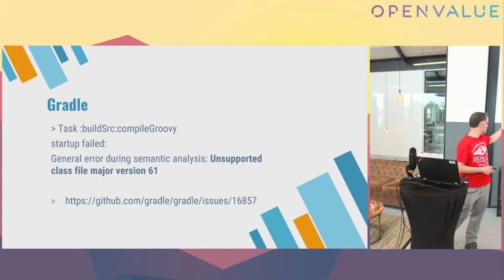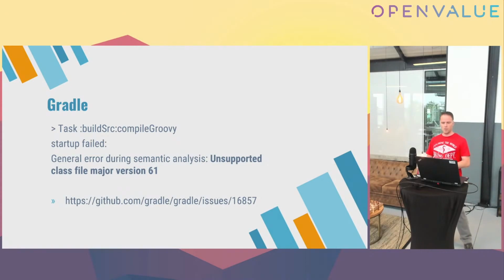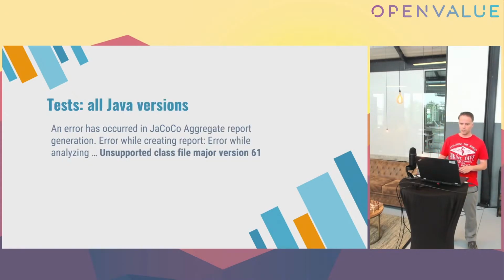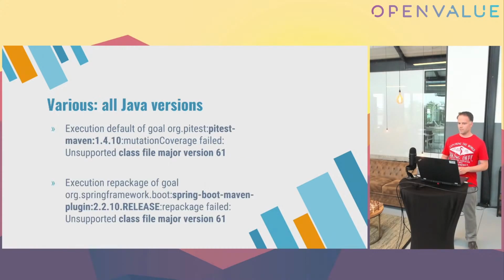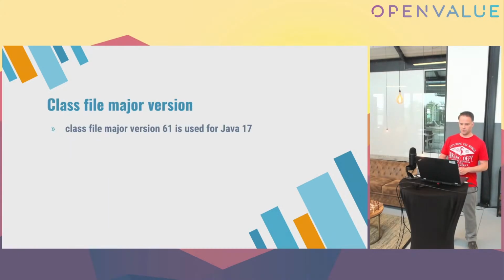And I got this really nice error message, which I encountered in quite some places. For instance, Jacopo gave the same error. Anyone know what the error means? Class version for Java 17, right? Exactly. One more further. It's the class file major version 61 that is used for Java 17.